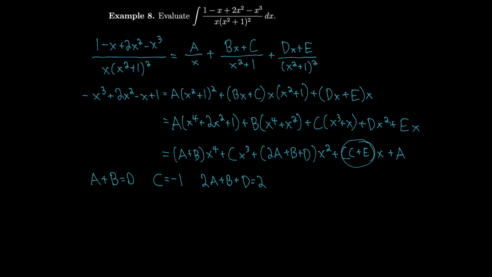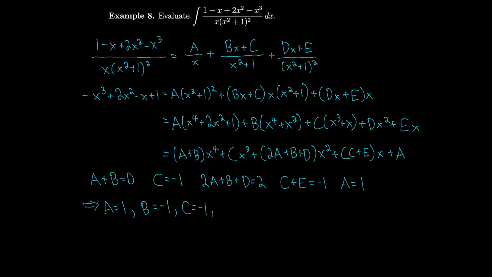Then c plus e is equal to minus 1. And a is equal to 1. Okay, so if a is 1, that's one of them. Then b by the first equation must be equal to minus 1. C they gave us was minus 1.